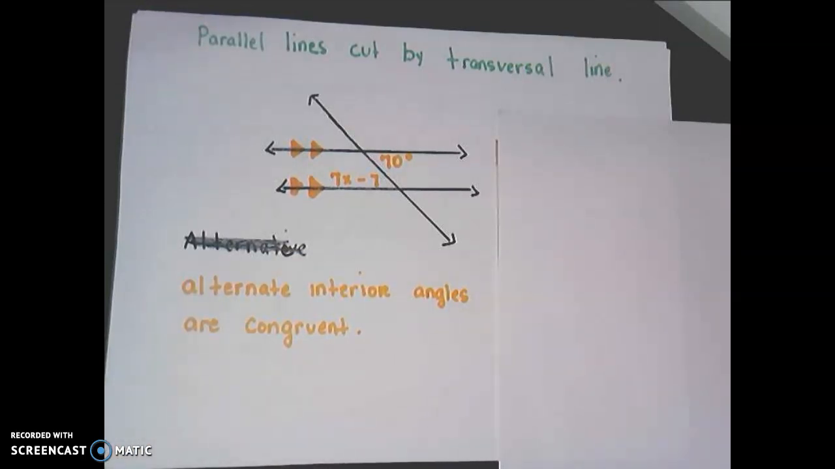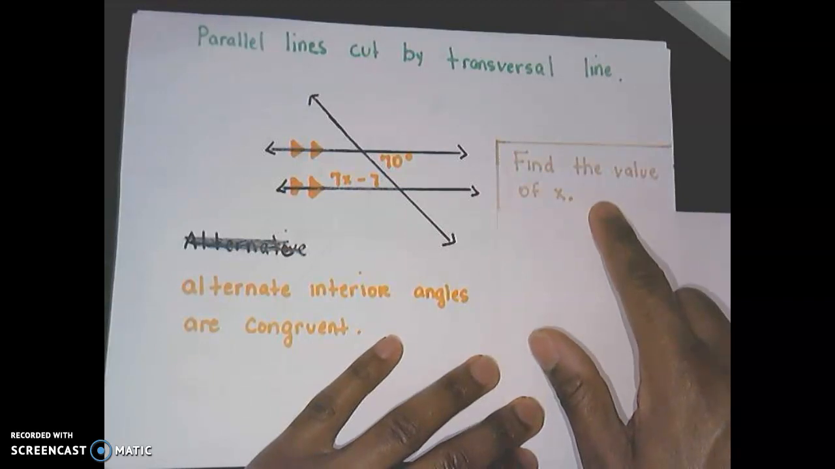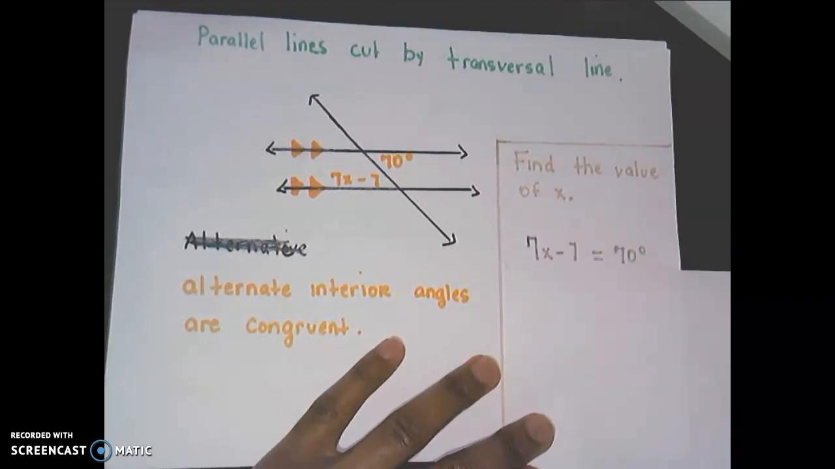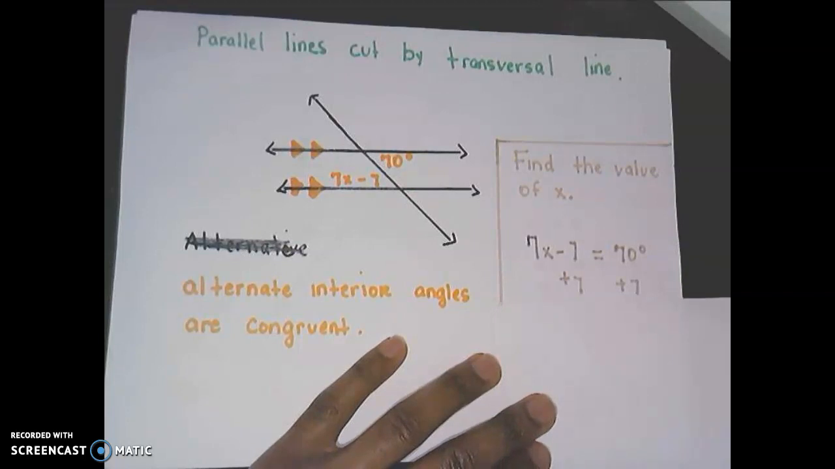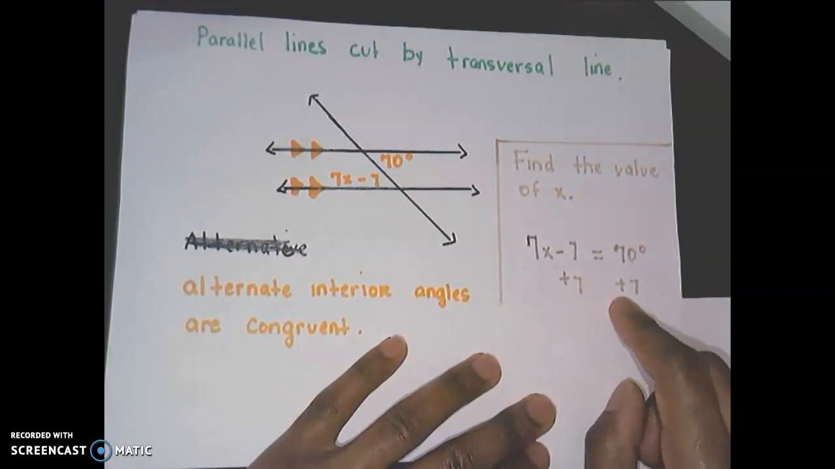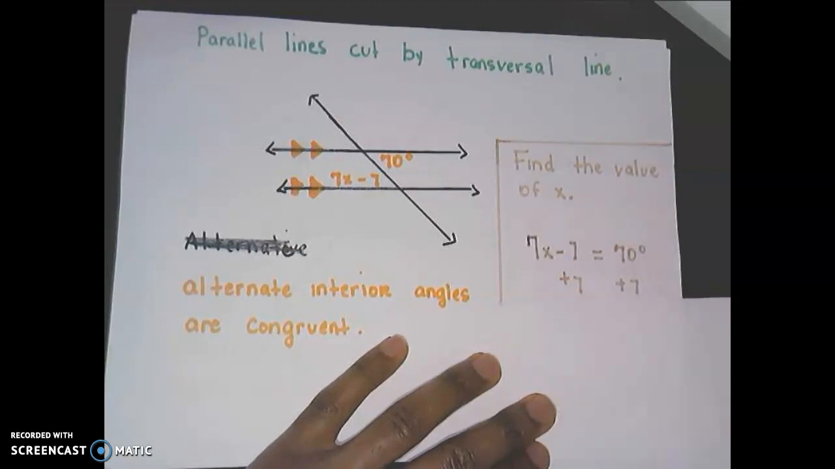So that means that we can set up an equation and find the value of x. And so that's what we're going to do over here. We're going to find the value of x. And so we set the two equations up. We know that 7x minus 7 is going to be equal to 70 degrees, and so now we can add 7 to both sides because this is a negative. To undo a negative, we need to add.